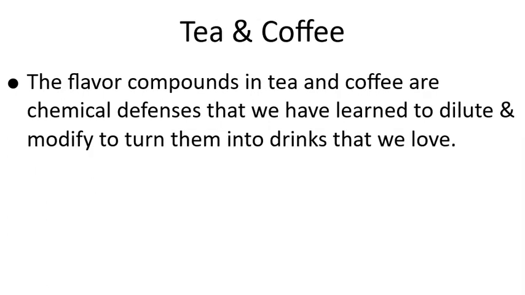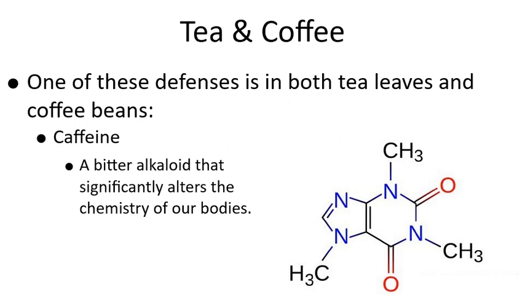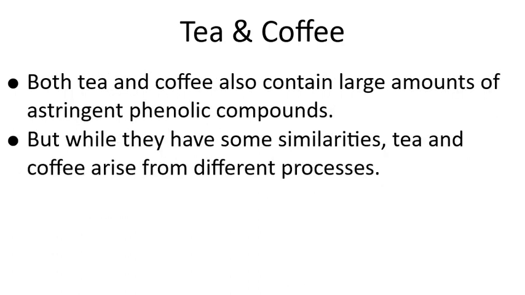The flavorful compounds in tea and coffee are chemical defenses that humans have learned to dilute with water and modify to turn the resulting broth into drinks that we love, or at least are significantly more palatable than the raw leaf or bean. One of these defensive chemicals common to both tea leaves and coffee beans is caffeine, shown here on the right. Caffeine is a bitter alkaloid that significantly alters the chemistry of our bodies in a wide variety of different ways. In addition to caffeine, however, both tea and coffee also contain large amounts of astringent phenolic compounds. Remember that these astringent compounds will make your mouth feel dry, similar to eating an unripe banana.